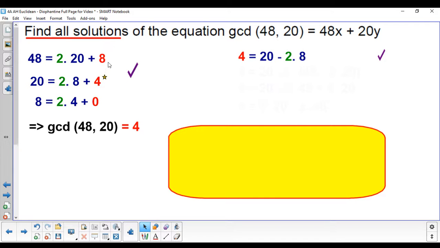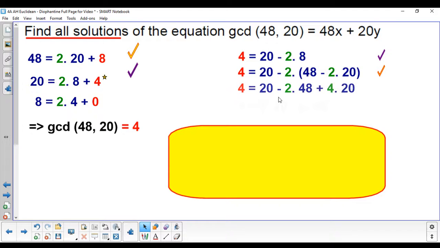And now we've dealt with that line, we go up a line, and then 8 can be represented as 48 take 2 lots of 20. Let's open it up. So 20 take 2 lots of 48, minus 2 times minus 2 is plus 4 lots of 20. So 4 lots of 20 plus 20 is 5 lots of 20.